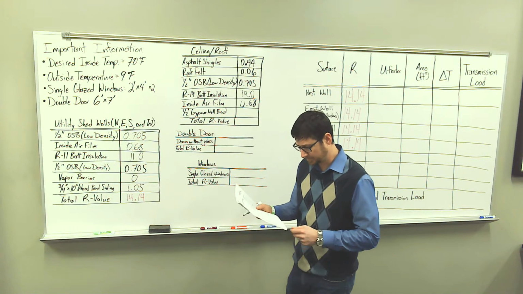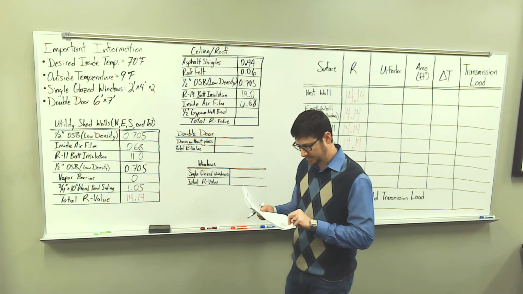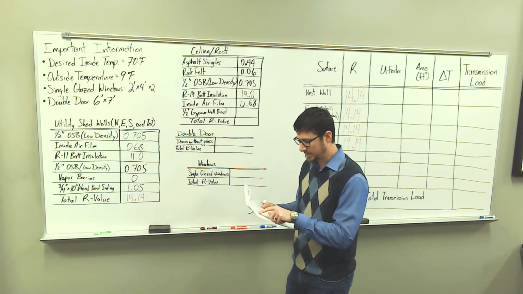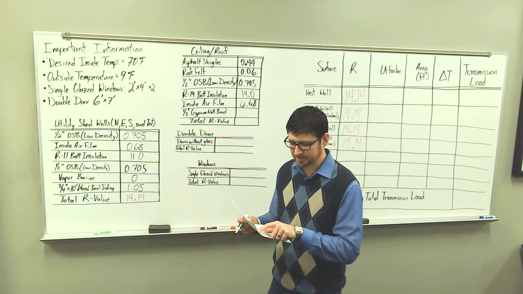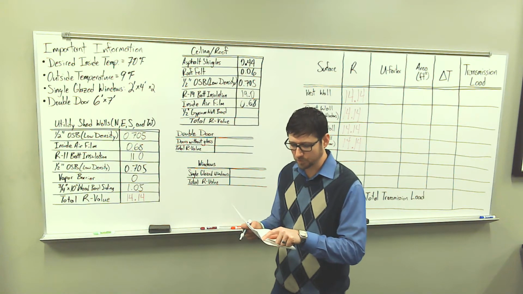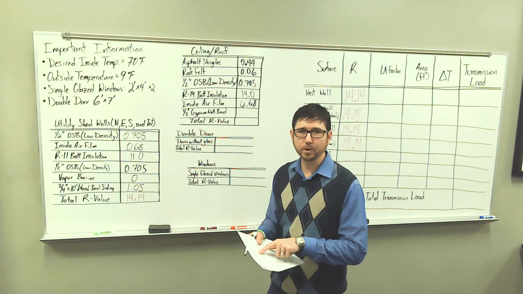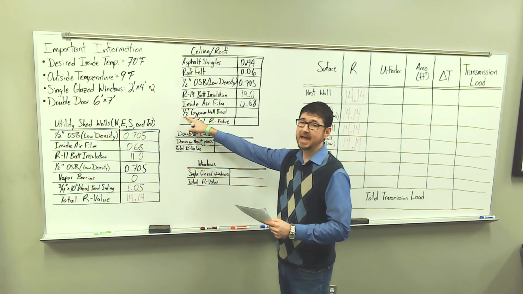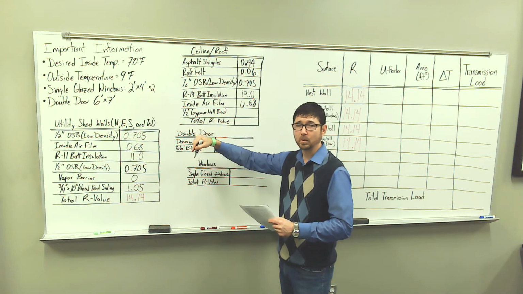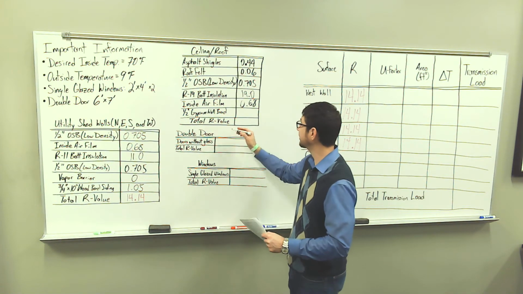So what let's do is take a look under the first section in your materials section. It says gypsum wallboard or drywall. R value per inch is 0.90. So we're only looking at 1/2 inch. So half of 0.9 is going to be 0.45.